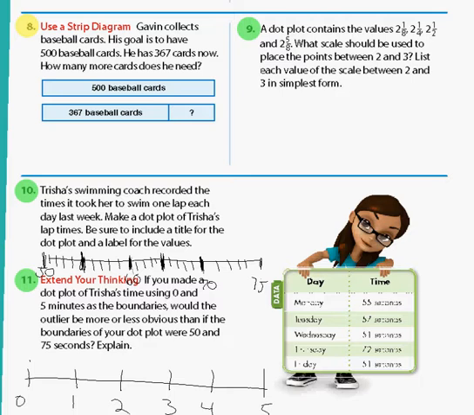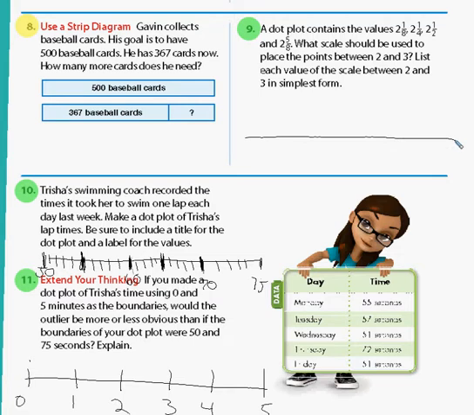Question number 9. We'll work on this one together. A dot plot contains a value 2 1/8, 2 1/4, 2 1/2, and 3 5/8. What scale should be used to place the dots between 2 and 3? List each value of the scale between 2 and 3 in its simplest form. Okay, very good.